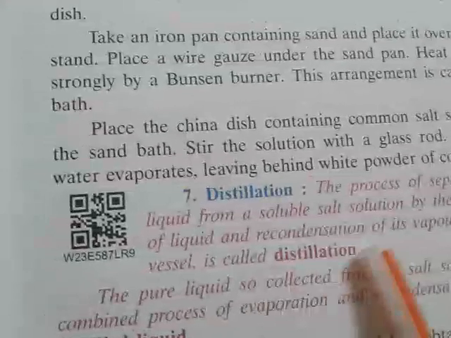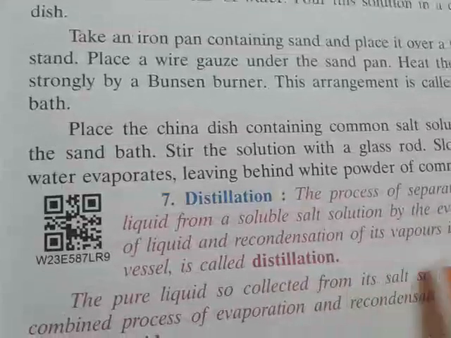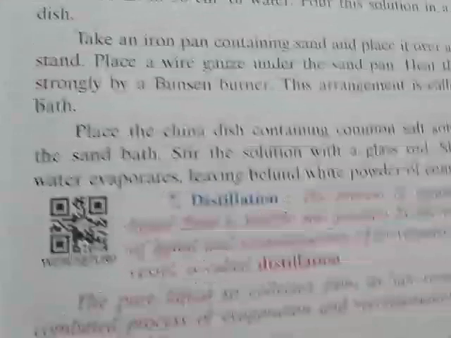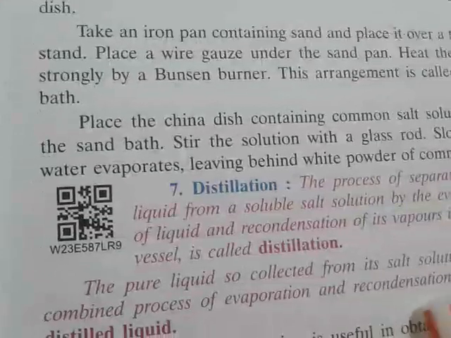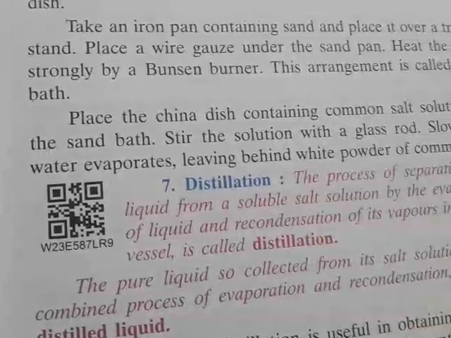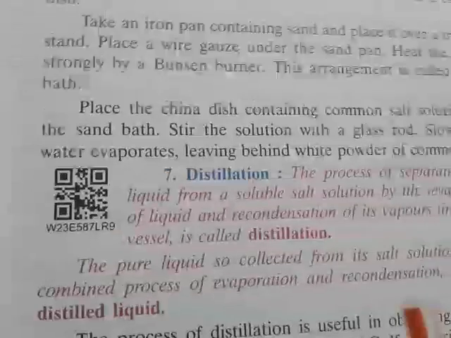Next is your distillation process. Distillation is the process of separation of a liquid from a soluble salt solution by the evaporation of the liquid and the recondensation of its vapor into another vessel. The pure liquid so collected from its salt solution by the combined process of evaporation and recondensation is called distilled water.